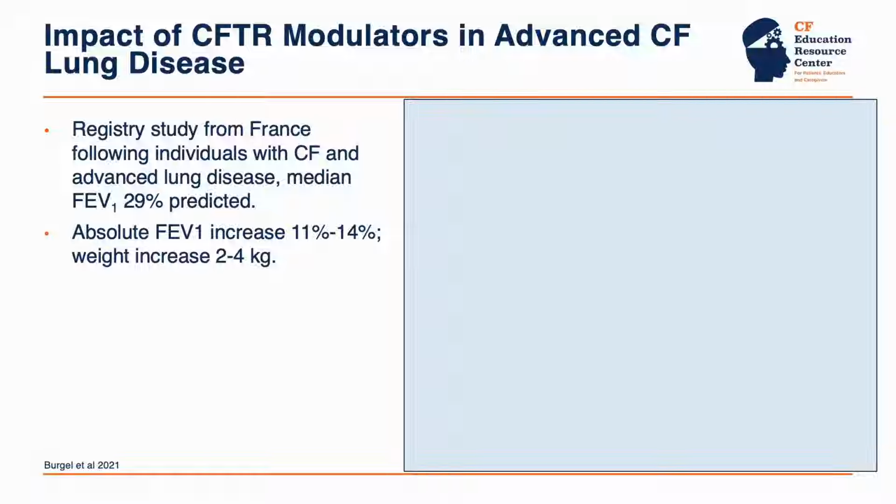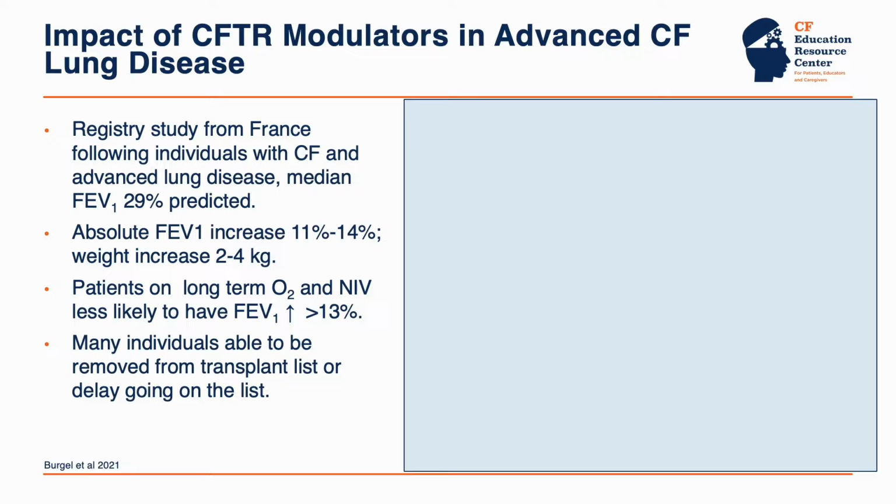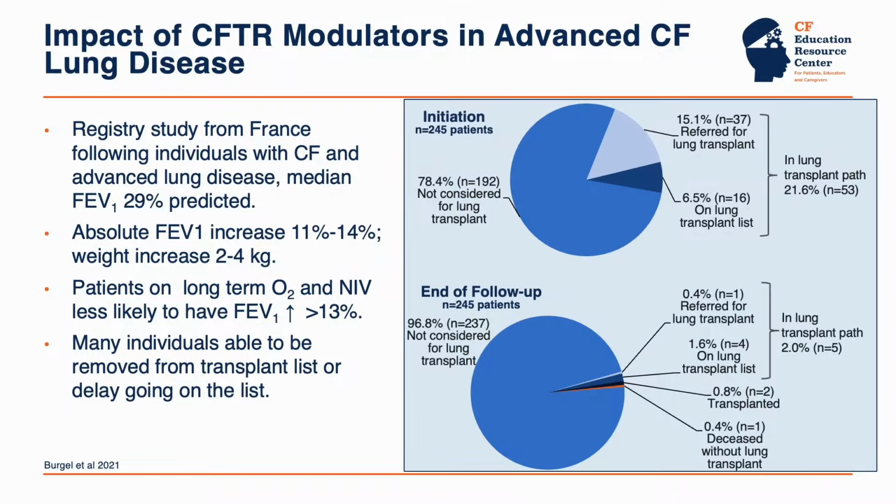These results are comparable to what was seen in patients with less severe lung disease, patients who were oftentimes on long-term oxygen and what we call non-invasive ventilation. Those really very severe patients were less likely to have an FEV1 improvement, but many had significant symptomatic improvement. And perhaps most dramatic from this registry study, many individuals who had been proceeding down the transplant pathway were able to delay transplant and come off the list.